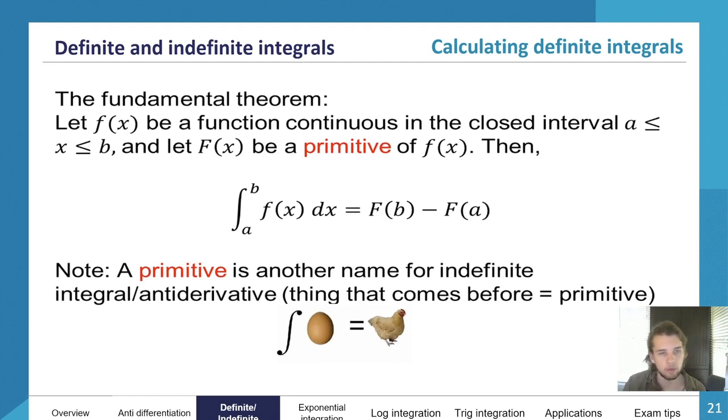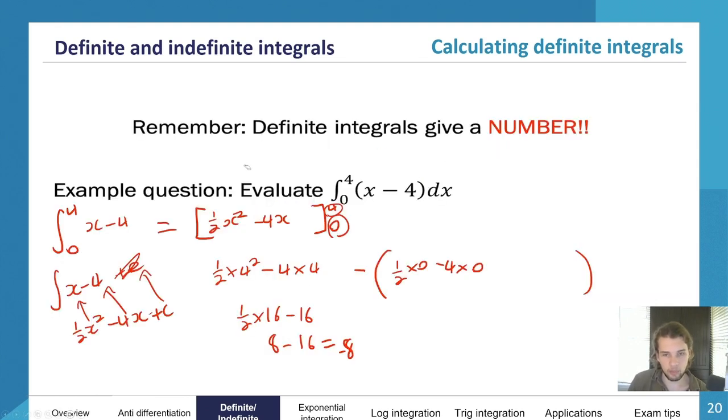Now, the fundamental theorem: let f(x) be a function continuous in the closed interval, a is smaller or equal to x is smaller or equal to b, and let F(x) be a primitive of f(x). So we're saying F(x) is the indefinite integral. So what we're doing is we're getting the indefinite integral and we're substituting in b, and then we're subtracting our substitution of a into the indefinite integral. So we can go back and apply it in that way as well.